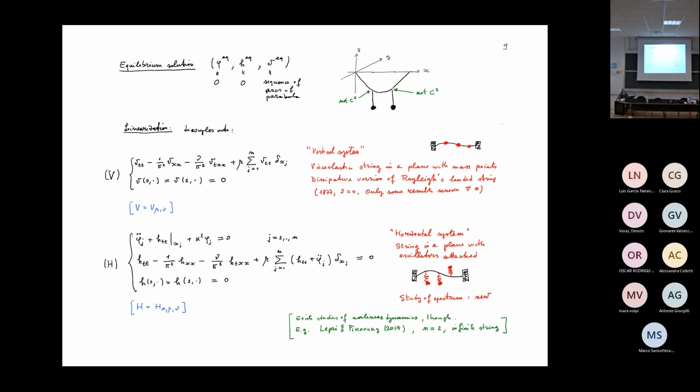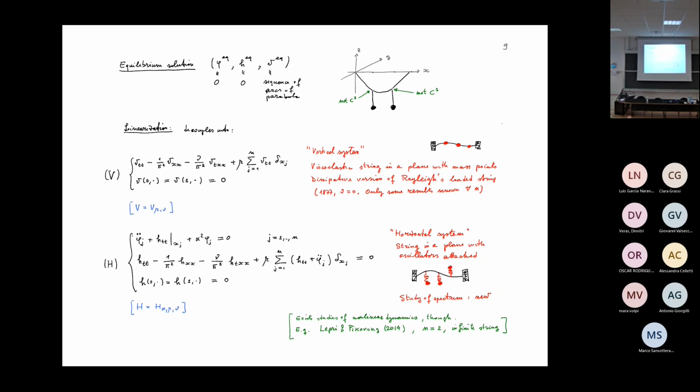So the vertical system describes a viscoelastic string with some mass points attached to it. When there is no friction, these equations are a well-known system, considered by Lord Rayleigh at the beginning of the 20th century, and it describes a string with a number of point masses. So the case of no dissipation was already known.